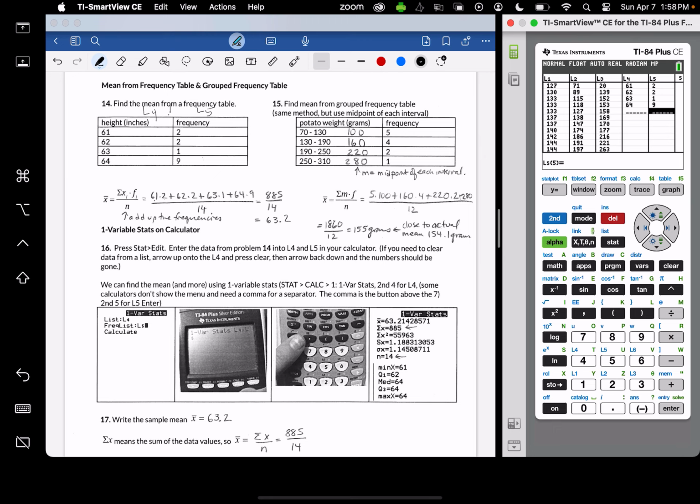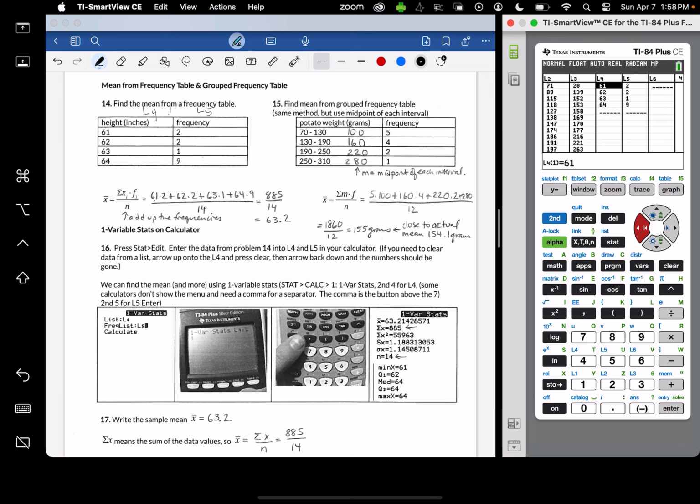And then let's continue here with the instructions. If you need to clear data from a list, arrow up onto the L4 and press clear, and then arrow back down. I can just show you that. Like if we had some junky data in here that we didn't want, I can arrow up on top of the L6, press clear, and you're like, it didn't go away, but then you arrow down and it's gone.